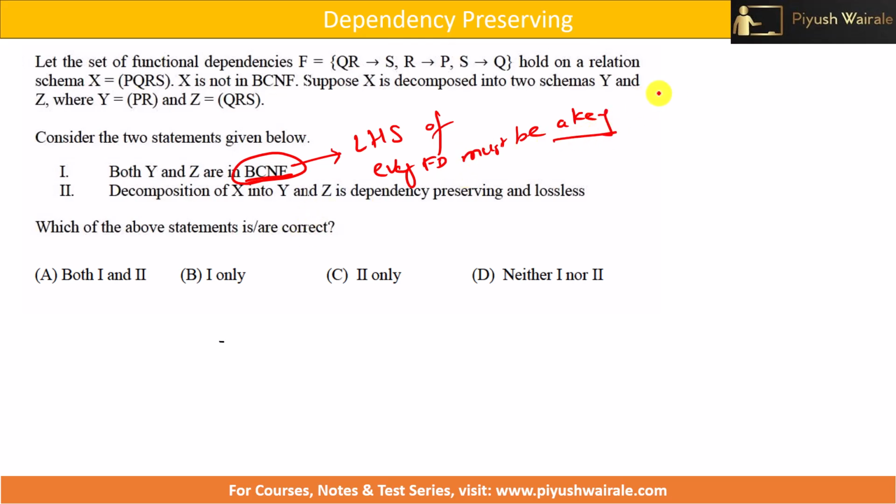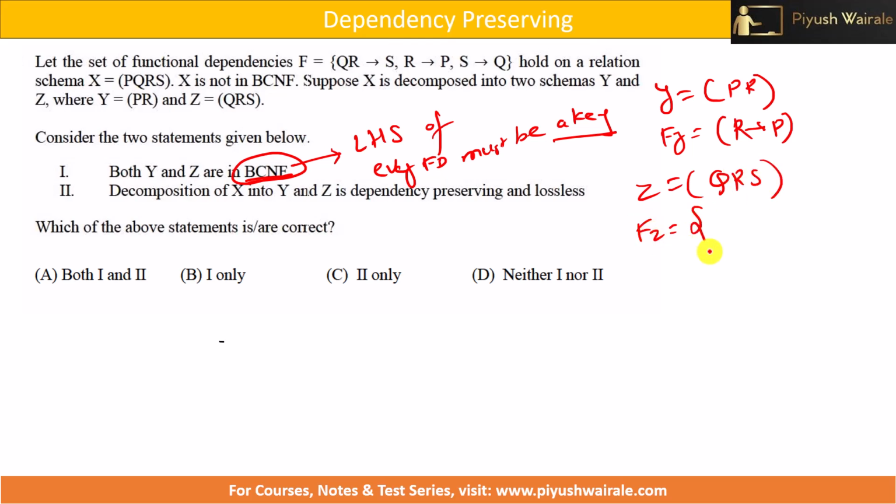Now if we look at Y, that is basically PR. So FY is basically R determines P. If you look at Z, that is basically QRS, and FZ is QR determines S and S determines Q. So we need to find all the applicable functional dependencies for FY and FZ, but we can go with these FDs here.